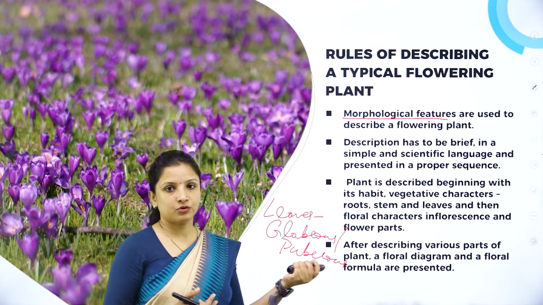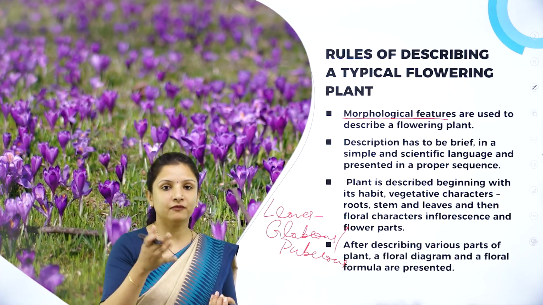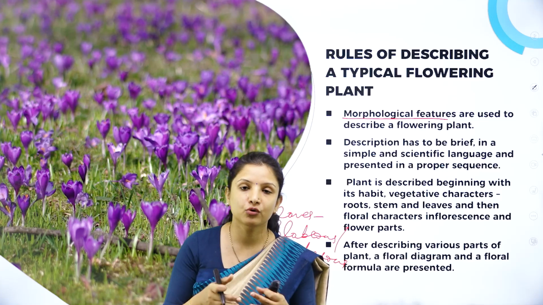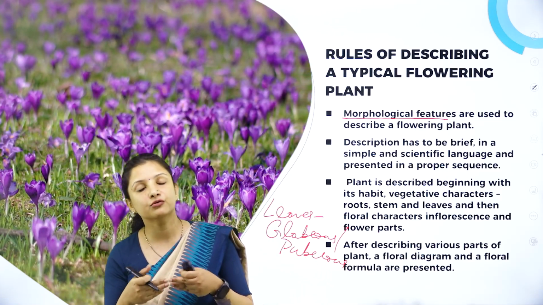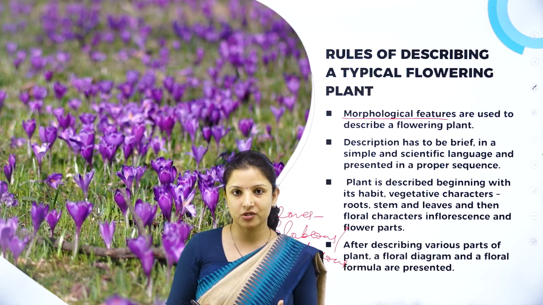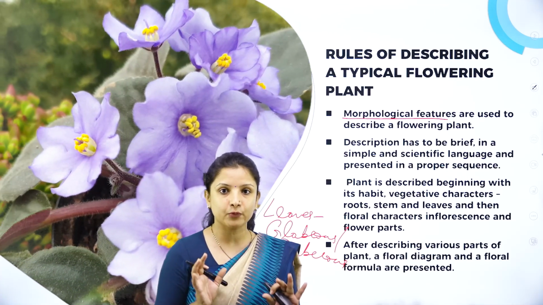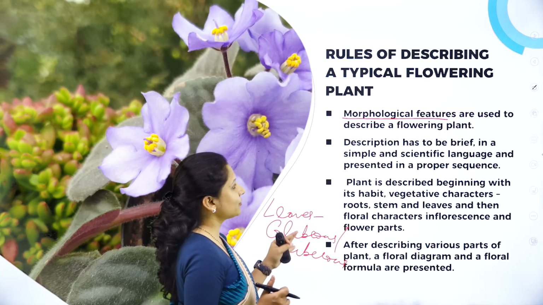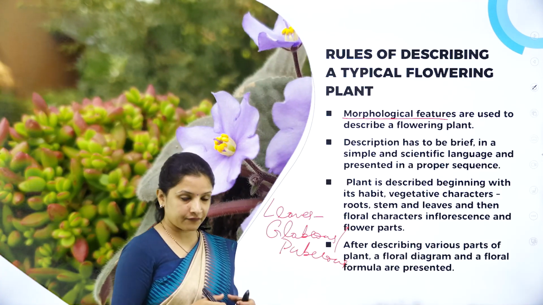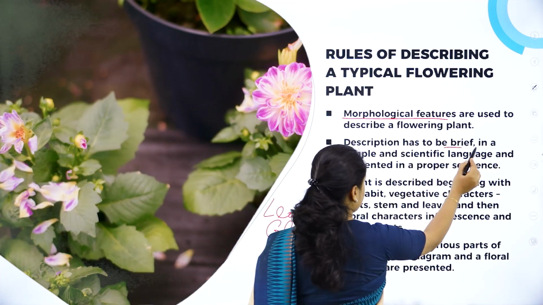Or flower. So can you write, say for example, we cut the flower into two halves. The flower can be cut into two equal halves. We don't write so much, right? Instead, we write whether it is actinomorphic or whether it is zygomorphic. Like that, we use the terms. So that is how the description has to be very brief and it should be very simple.